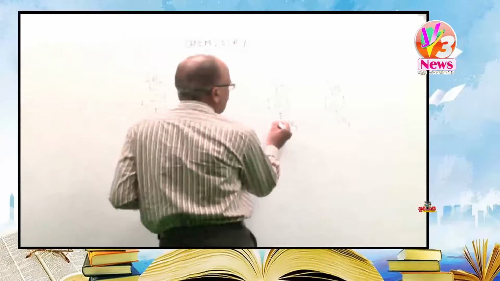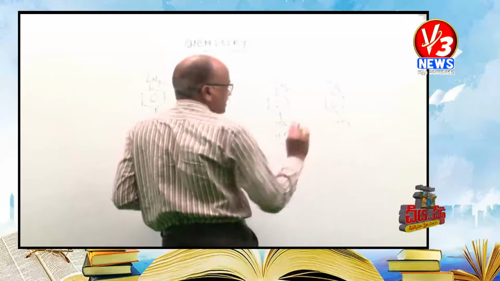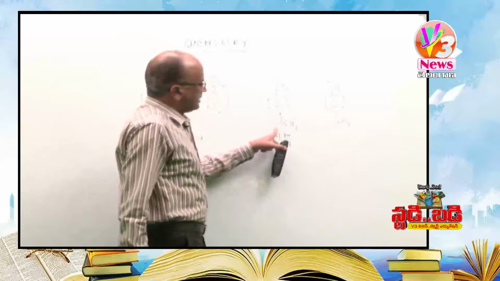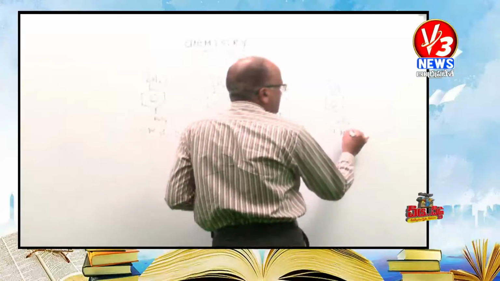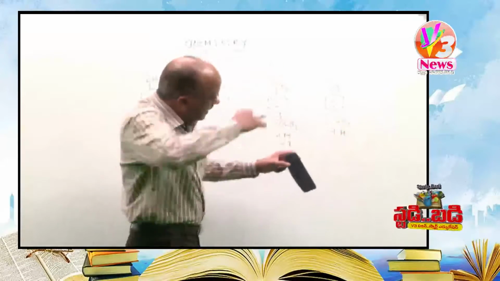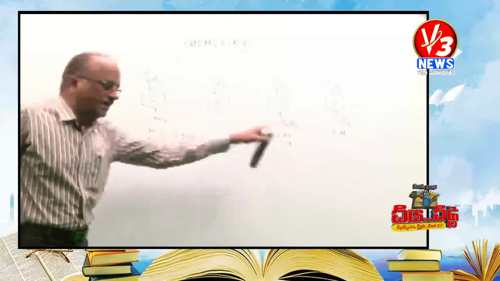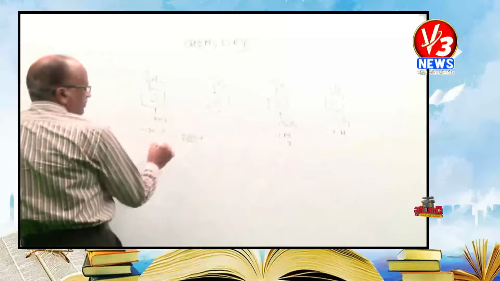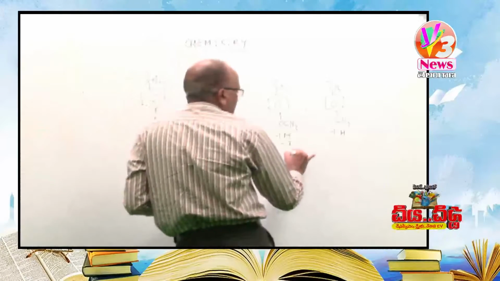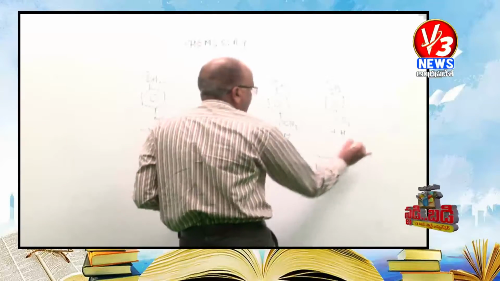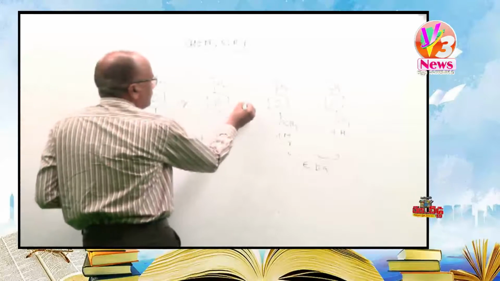Now, this OCH3 shows plus M effect and minus I effect. And this decreases the stability of the carbanion. Here CH3 shows plus hyperconjugation, plus H effect, an electron releasing effect. Electron releasing effect decreases the stability of the carbanion. An electron withdrawing group increases stability. Electron donating groups decrease stability. So, what is the stability order of these carbanions? This is the stability.